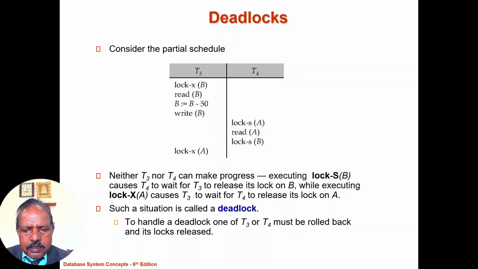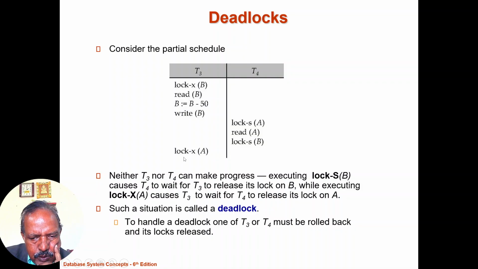Executing, then lock S of B causes T4 to wait. Here, lock S of B, what is it telling? I want a shared lock on B. But it has to wait. Why? Because an exclusive lock on item B is already held by T3. Until that lock is released, you cannot access it. Are you getting me? So here also we have lock S of A. Until it is released, again he is asking for an exclusive lock on that A. You cannot go for that, right?